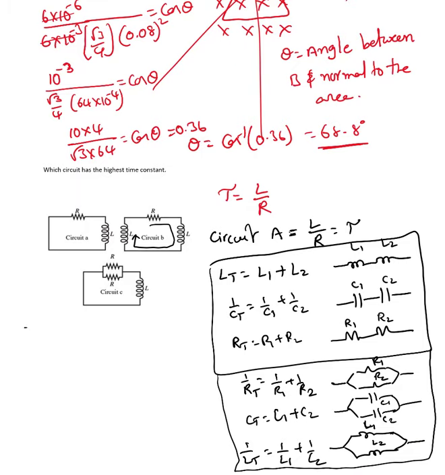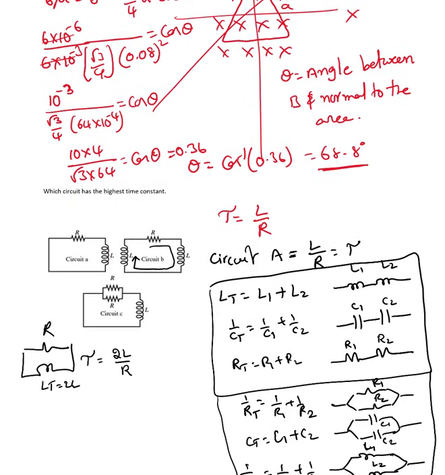So for circuit 2, since these two are in series, I can say that's R, that's L total. So tau for circuit 2, with L total being 2L, is tau equal to 2L over R. Remember, the important thing is that you find R by looking at the inductor point of view.